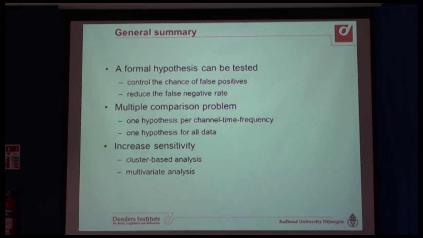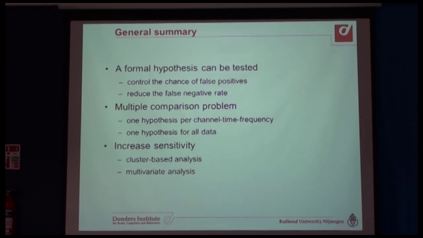So to wrap up, what I've shown is that we have a method for testing a formal hypothesis, which allows us to control the chance of false alarms. And that's important because we take the risk, if we're publishing a paper, that the finding cannot be reproduced by others. We don't want to publish too many papers that cannot be reproduced, right? So we have to control the chance of us making false claims.